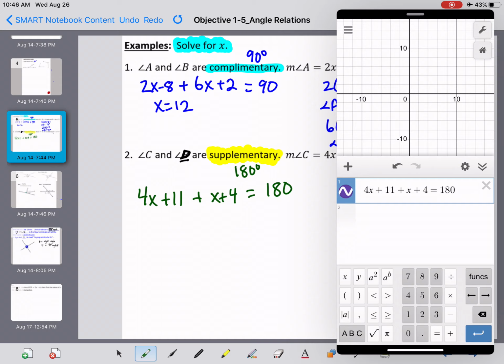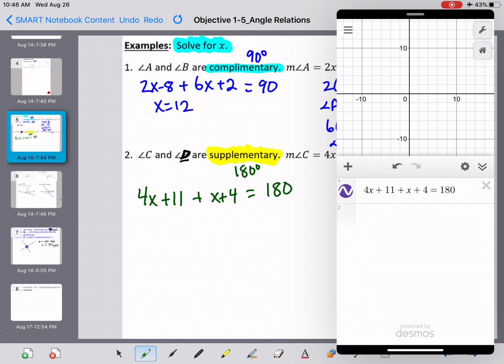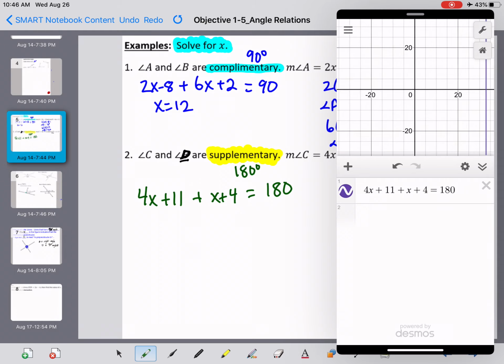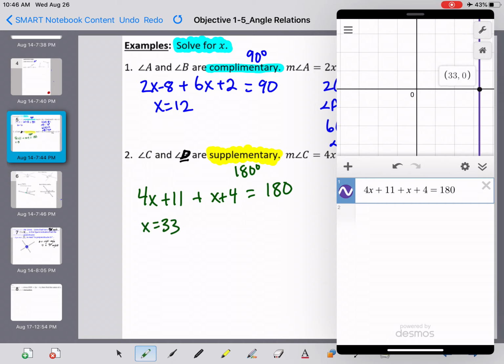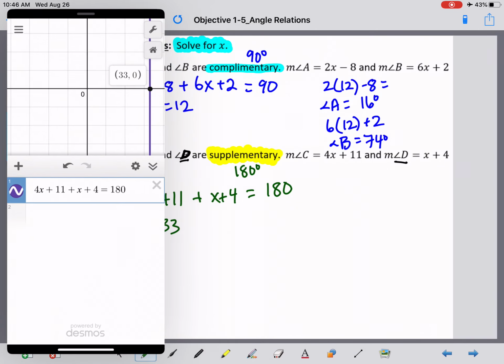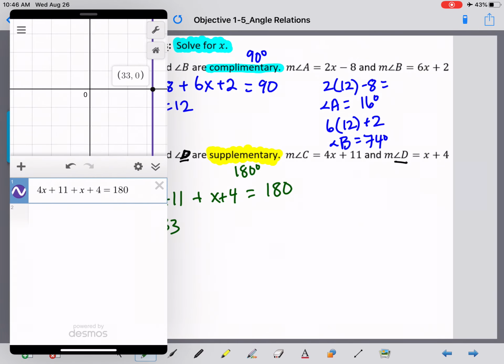All right, 4x plus 11 plus x plus 4 equals 180. Again, let's fix our zoom. Click on it. X is 33. Now, same thing. All I had to do was solve for x, but let me show you how you would take your answer and find out what the actual angle measures are.